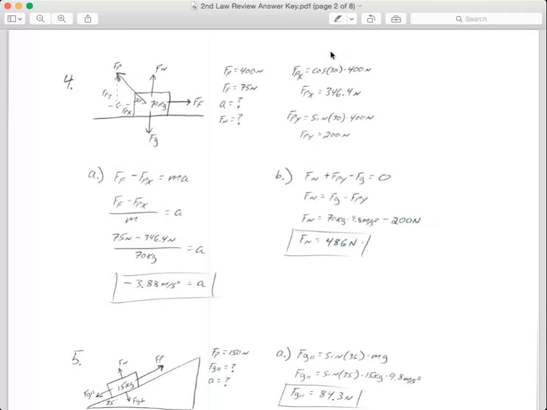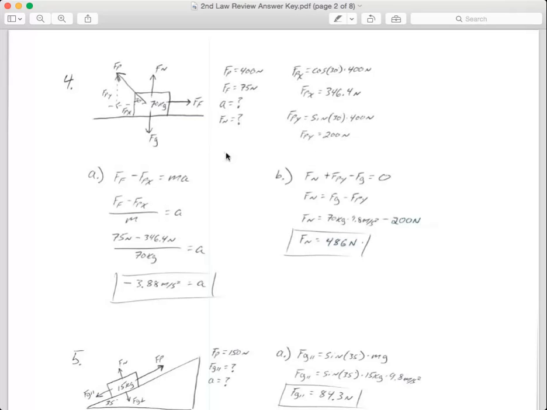So force of pull in the X is the adjacent side. That's why I'm using cosine. So force of pull in the X equals the cosine of the angle times the hypotenuse, or the force itself, which is given at 400 newtons in the problem. I do a little bit of algebra, and I find that I'm pulling 346.4 newtons to the left, going up and down. Force of pull in the Y is the opposite side of this triangle. That means I'm going to use sine. So it's the sine of 30 times 400 newtons. Plug into my calculator, and I find I'm pulling 200 newtons straight up.